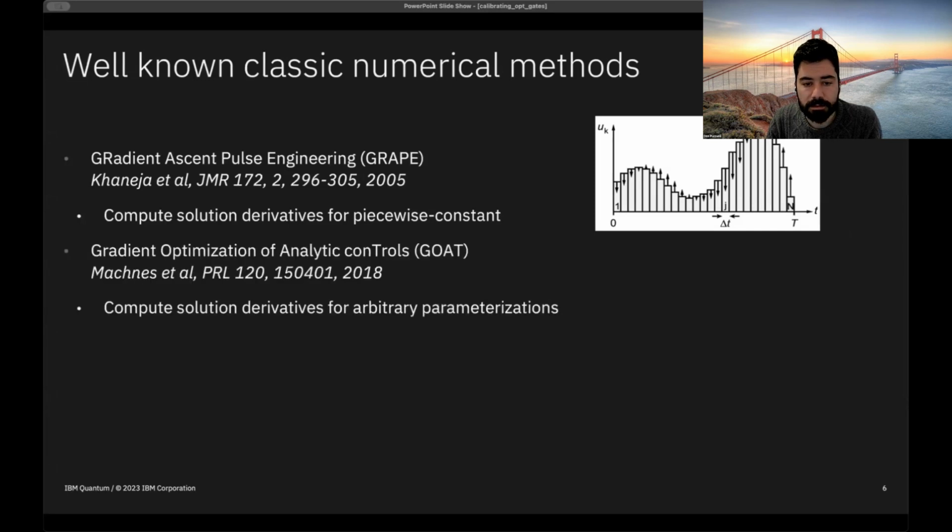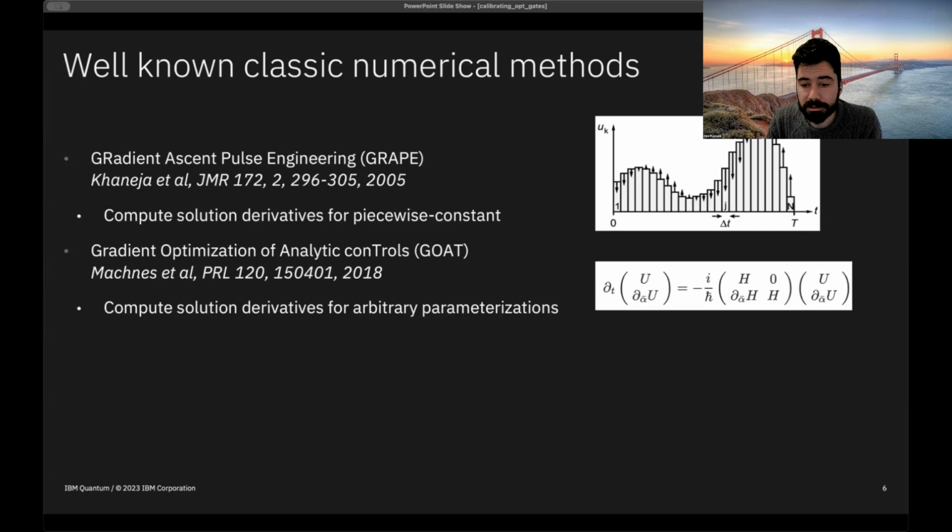Then another one, which is much later but I see it cited a lot these days, is gradient optimization of analytic controls, and they've acronymed this as GOAT. This is again another way of computing derivatives. They show how to compute solution derivatives for arbitrary parameterizations. So that's nice. If you're aware of this terminology, this is basically a forward mode differentiation or automatic differentiation type algorithm.